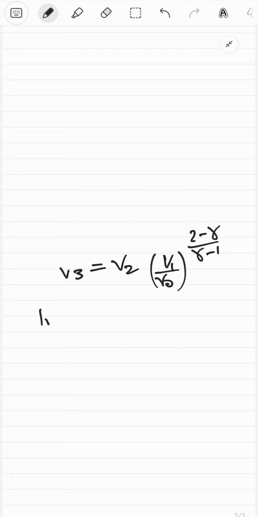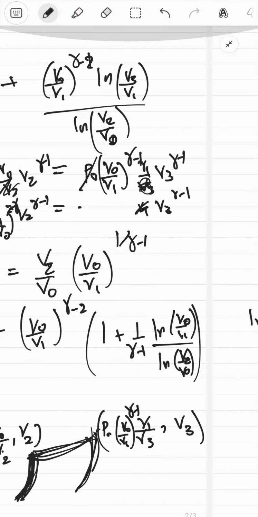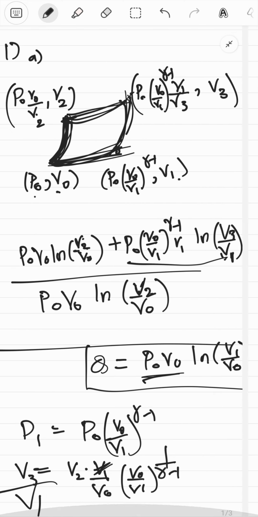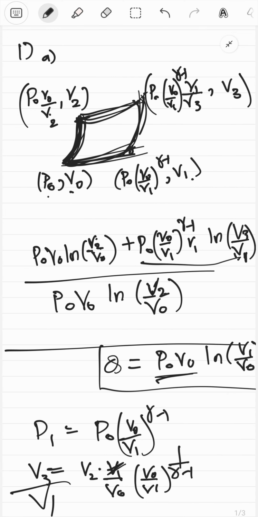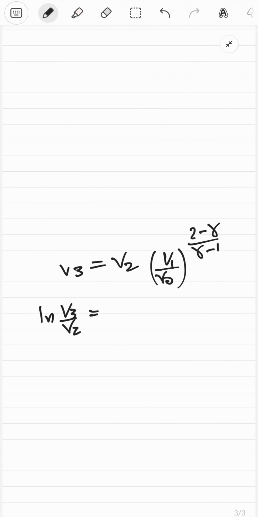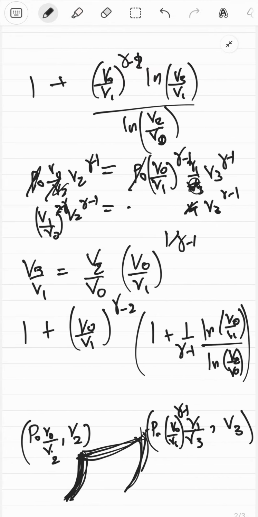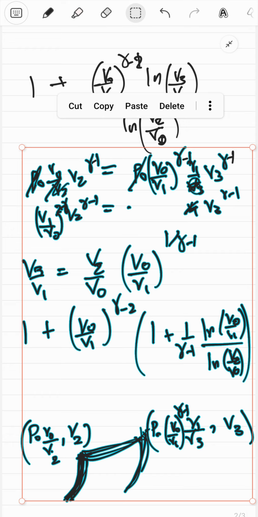So essentially just have natural log of v3 upon v2 is equal to that stuff. Now what you have is natural log of v3 upon v1, which isn't very nice, but that could sort of be written like that. So fine, this just gives us 2 minus gamma upon gamma minus 1, and the natural log of v1 upon v0. Are we using v1 upon v0 anywhere? Yeah, we are using a lot of cases. First of all, just erase all of this because we kind of don't need this thing.